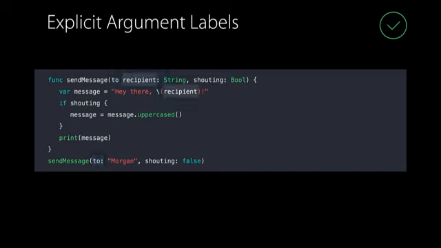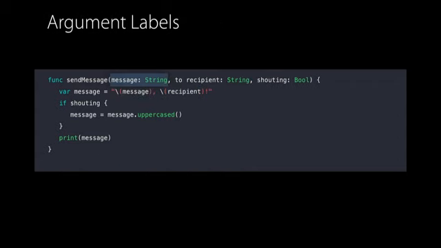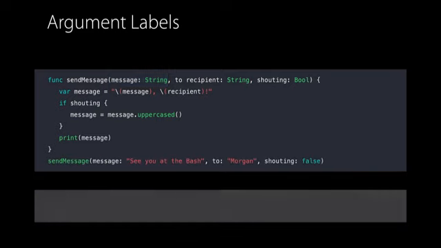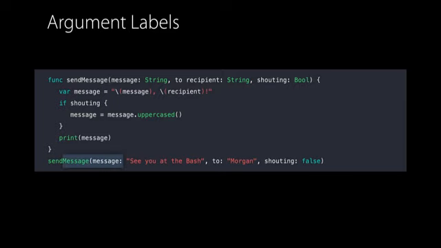Let's add one more parameter to the function, which lets you provide a custom message when you call it. Here we've added a message parameter of type String. Now when you call the function, you can pass in your own message. Now, once again, this code works as expected, but it doesn't read very well either. SendMessage message is redundant. The message label isn't helping to clarify the role of the first argument because it's already clear from the base name of the function, SendMessage. Here, the argument label actually makes the code harder to read.